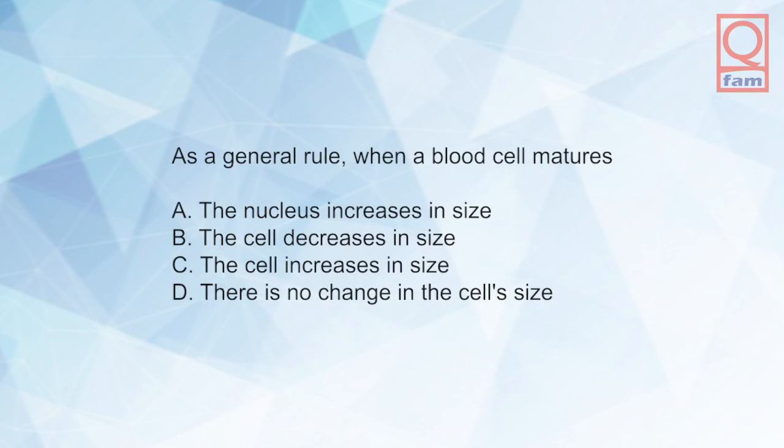As a general rule, when a blood cell matures: A. The nucleus increases in size. B. The cell decreases in size. C. The cell increases in size. D. There is no change in the cell's size. The answer is B. The cell decreases in size.